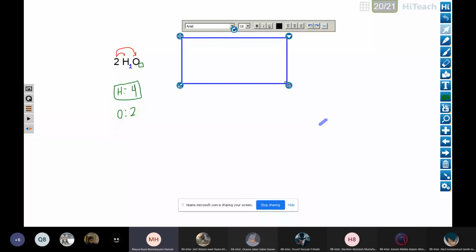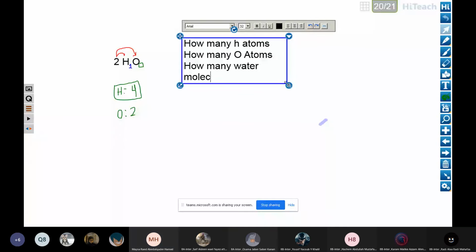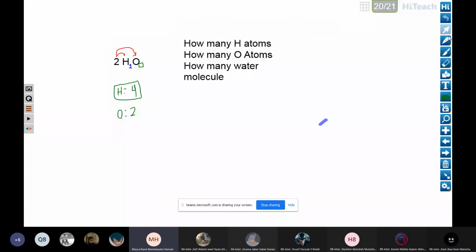Miss, in the exam, I'll ask you like this. I'll give you a chemical formula, 2H2O. I'll tell you how many hydrogen atoms, how many oxygen atoms, how many water molecules you have. For hydrogen, I have 4, right? How many oxygen atoms? I have 2. So how many molecules of water? Because I have this 2, I have 2 molecules. Is it clear now?